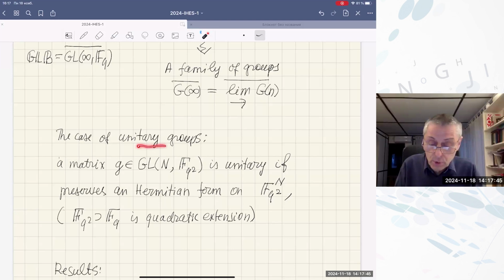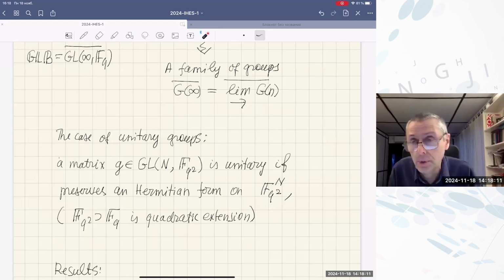So what does a unitary group over a finite field mean? There is a unique quadratic extension, just like the complex numbers are a quadratic extension of the real numbers. So one can introduce Hermitian forms, and there exists essentially a single non-degenerate Hermitian form up to equivalence. So one can introduce unitary groups, the group of matrices which preserve this form. So there is no problem to define what a unitary group over a finite field is.